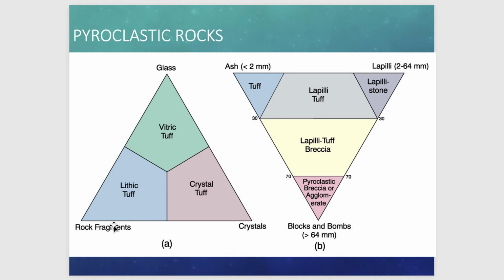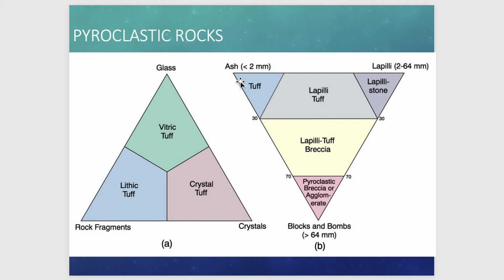If you instead can see a lot of crystals, so feldspar for example, or plagioclase, or maybe biotite in a rhyolite tuff, in that case you would call it a crystal tuff. And instead, if you have a lot of glass in the rock, you call it a vitric tuff.